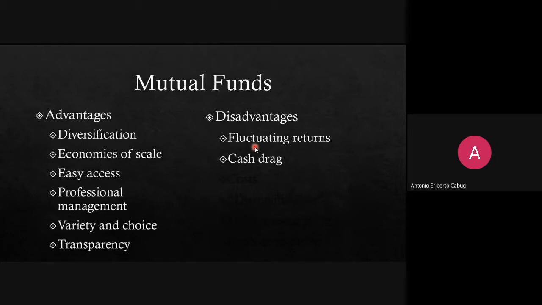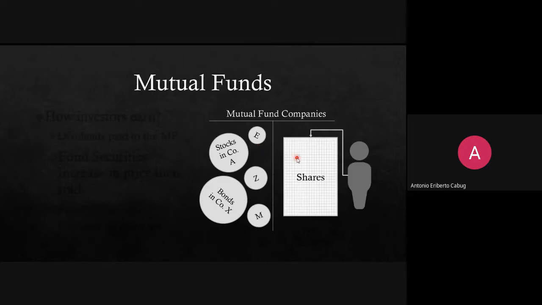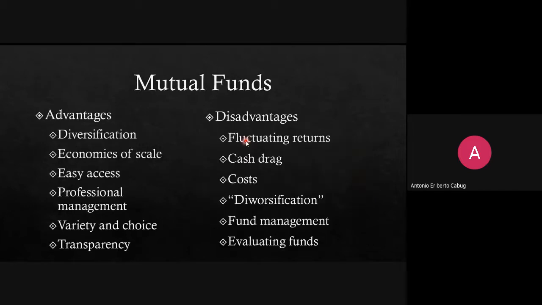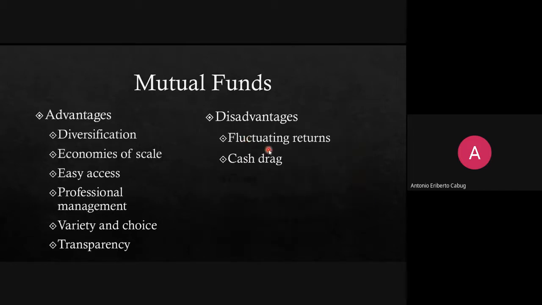Cash drag. Cash drag, as I have told you, sometimes the mutual fund company would leave a portion of their assets in the form of cash. In the event that someone will withdraw their money, there's readily available cash. The problem with that is that when there is cash, that money is not invested in stocks and bonds. So the presence of cash in the balance sheet means the mutual fund company is not earning for that portion of the funds.